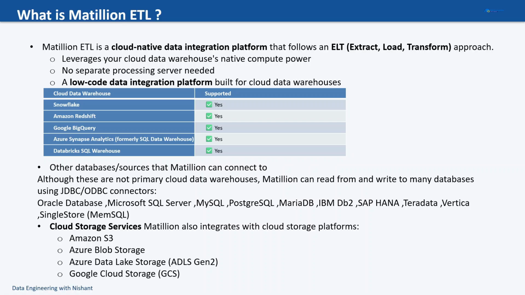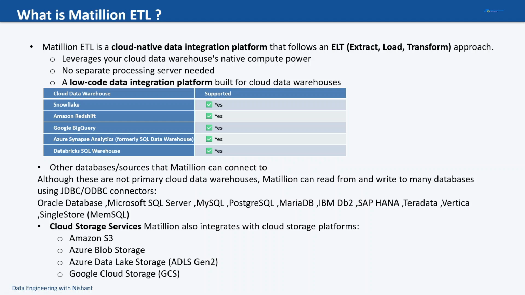What makes it more unique is that it's cloud native. It doesn't run on your local machine or a separate server. It works directly with cloud data warehouses like Snowflake, which we're going to use here, and the heavy lifting is done inside the warehouse. Matillion ETL supports cloud data warehouses like Snowflake, Amazon Redshift, BigQuery, Synapse, and Databricks.